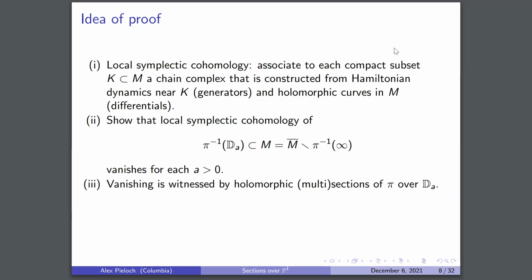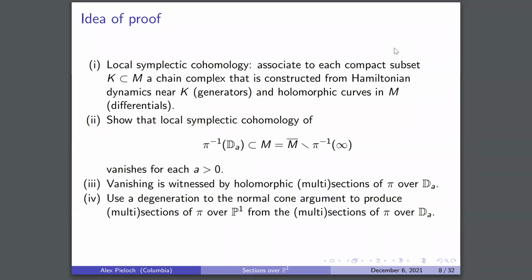So there's one additional piece of information, or sort of argument, that we need. What we do is a degeneration of the normal Carnot. So we essentially have these holomorphic multisections, and then we degenerate them into our actual desired closed curves inside of P1. So this is a very high level idea. We use Floer theory to get sections over the disk, and then we degenerate them to our actual desired sections inside of P1. Okay, so before I dive in, are there any questions?